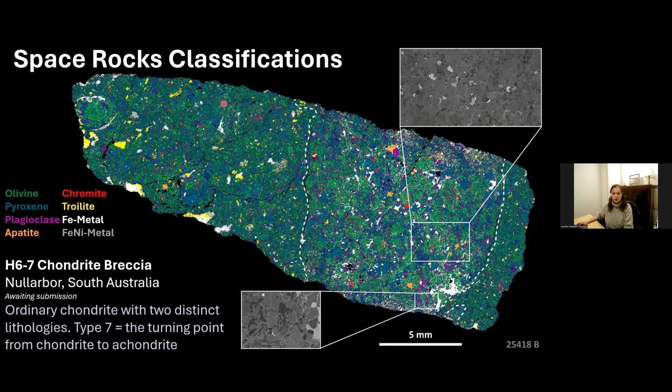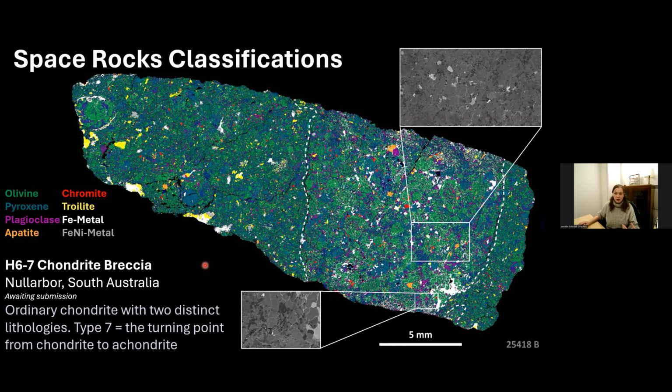This outer portion here is a type 6. We can see some chondrules, but not many, most of them melted. But inside the central portion, we've got much more feldspar, a slightly different composition, and we've also got igneous textures. So this meteorite is recording that transition from chondrite into achondrite, and that makes it really, really interesting.